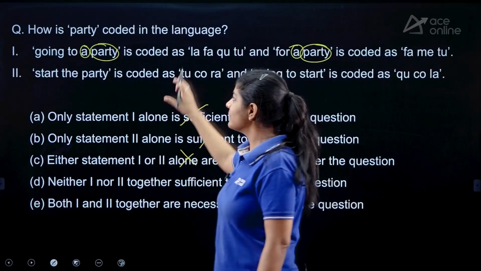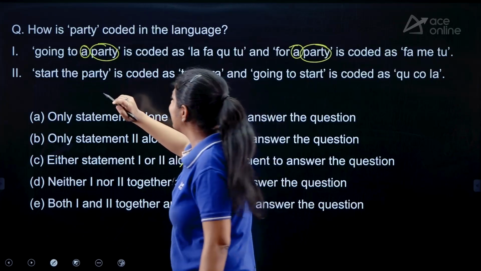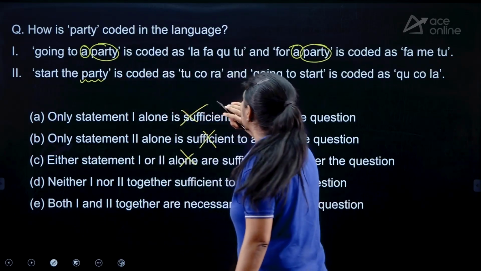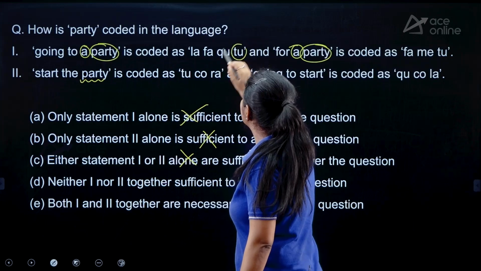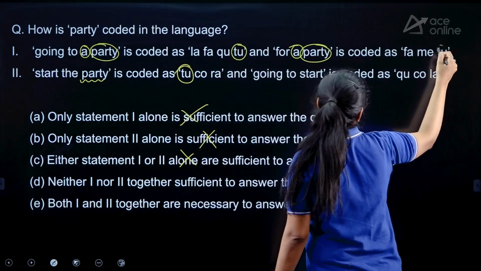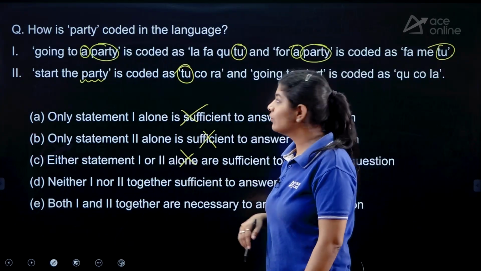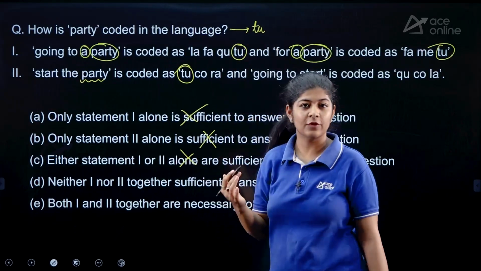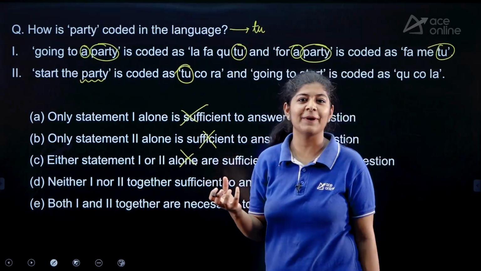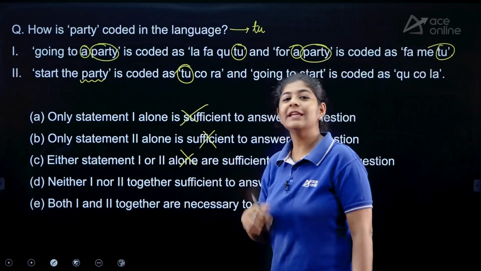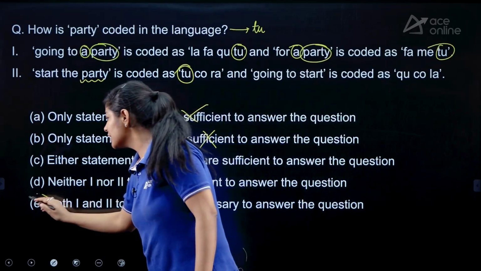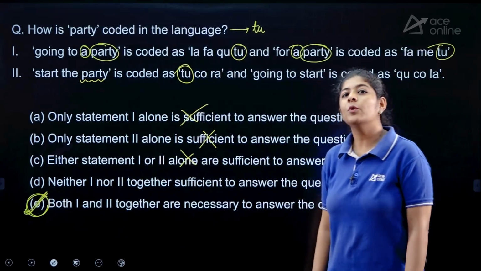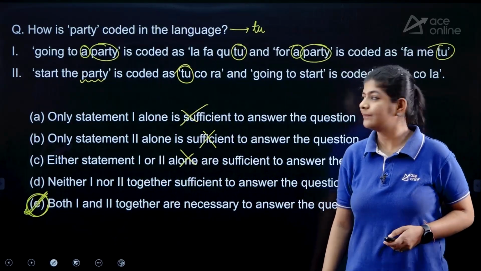Now, if I combine them together, I get to know that here also I'm having party. So the common code that we are having over here is TU. The common code that we are having in these three is TU. That means the code for party is TU, and we are only able to get it when we merge both of them together. That means option number E is the correct one. Both are required to give the answer, right?